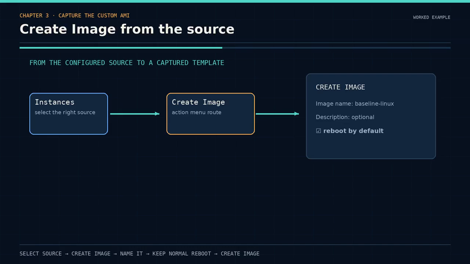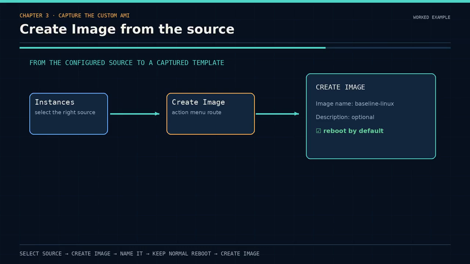Now keep the default reboot behavior for the straightforward case. EC2 shuts down the instance, creates and registers the AMI, snapshots the associated volumes, and reboots the instance automatically. The sequence protects file system integrity. Finally, click Create Image. The page may return you to the console while the work continues. Do not interpret the click as completion. The next chapter is monitoring.